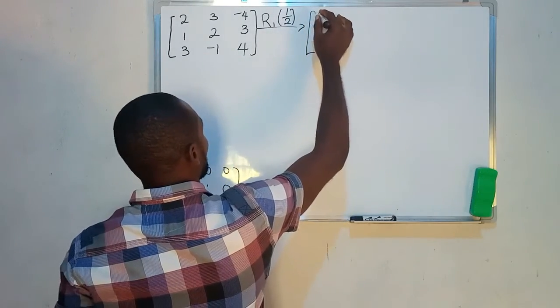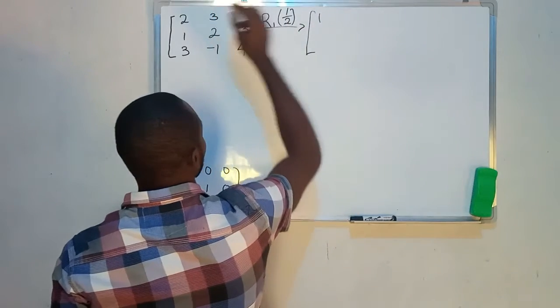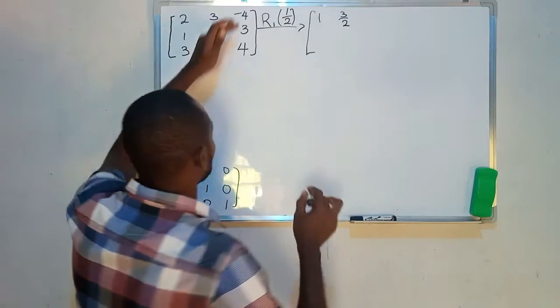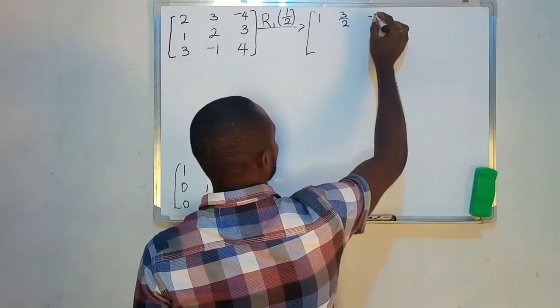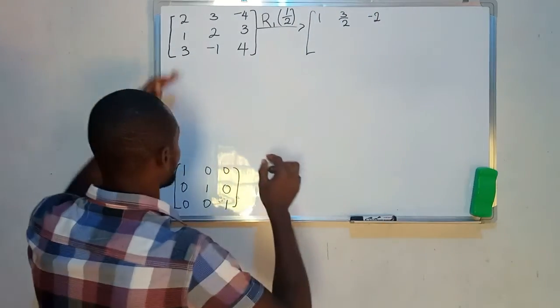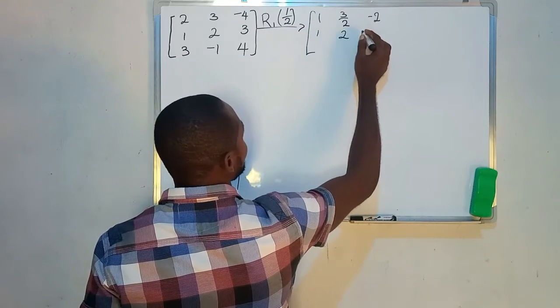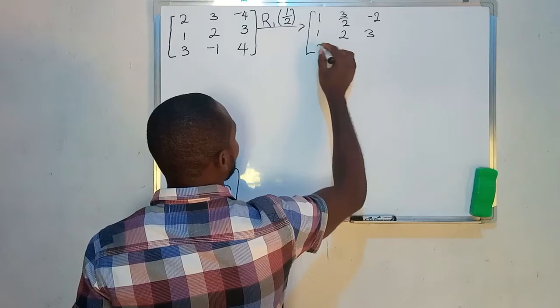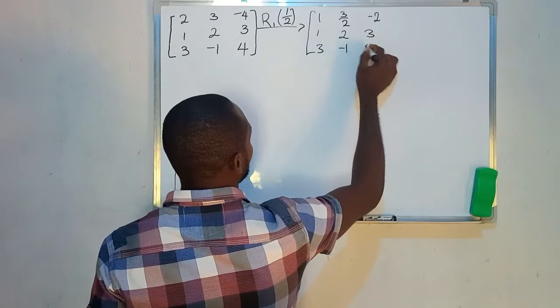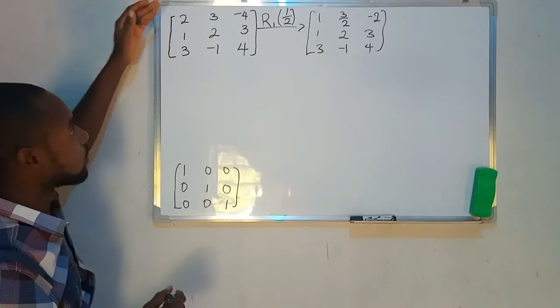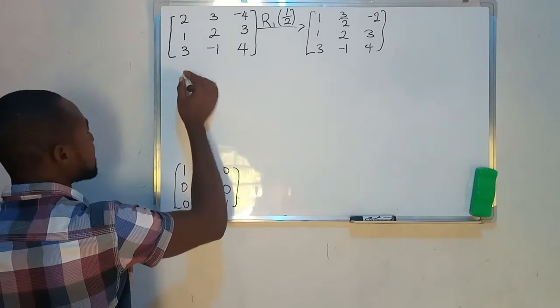In the first row, we'll have 1 here, and then 3 times half will give us 3 over 2, and then minus 4 times half will give us minus 2. And so we'll write out the other rows the way they are, and then we'll have 3, minus 1, and 4. But if we decided to change the two rows, we'll be having something like this.